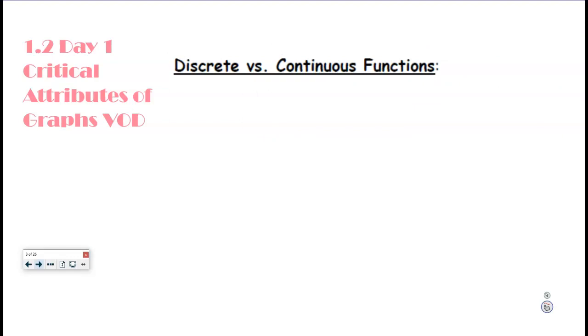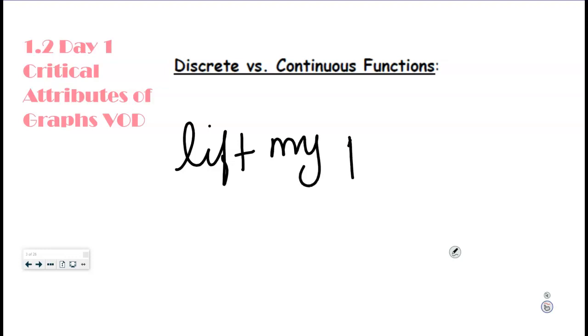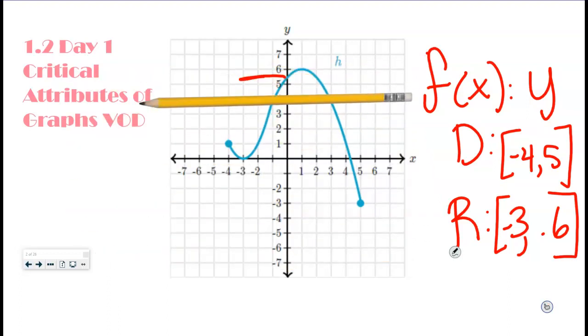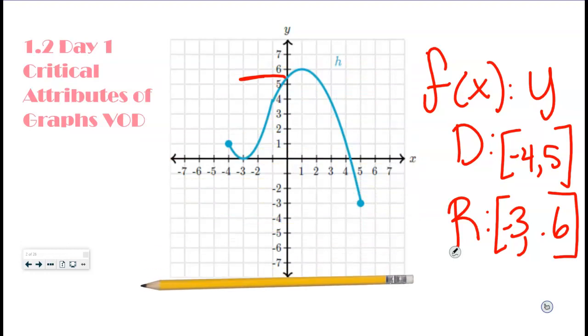All right, let's talk a moment about discrete and continuous. If I lift my pencil to hop over to a different piece of the graph, that's discrete. If I never have to lift my pencil like we saw on this first graph right here, if I wanted to trace this graph, I never had to lift my pencil. I never had to move it. So I know that this graph is continuous. I also know it's continuous because I was able to write domain and range in a single interval notation.